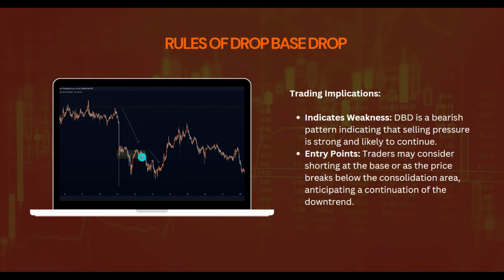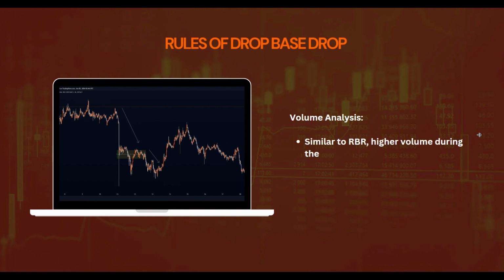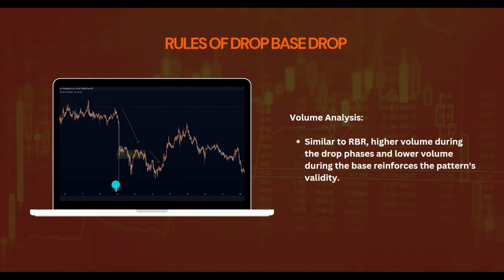I'd look for supply from this area, or an order block, or a fair value gap for you to tap into and continue to move down to the low. Volume again, similar to the RBR, you've got to have high volume. You can see clearly that that was very high volume. It was like a liquidation event for this token.